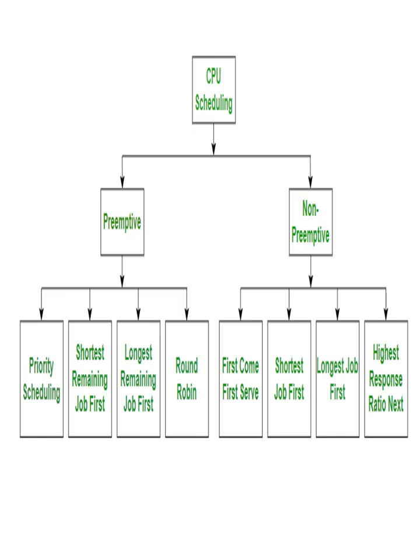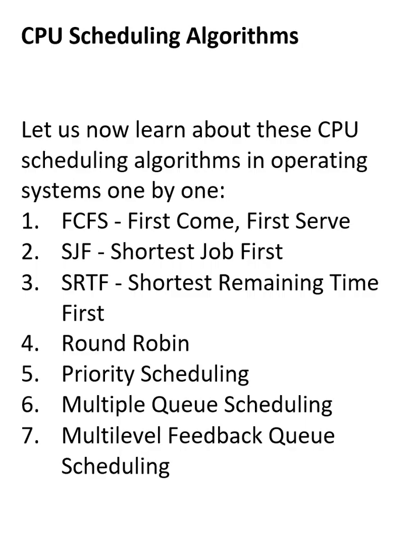So these are all the types of CPU scheduling. CPU scheduling algorithms, here in this video we are going to see about four to five topics. That is, let us learn about FCFS. Here we have FCFS, SJF, SRTF, round robin, priority scheduling, multiple queue scheduling, multiple feedback queue scheduling.